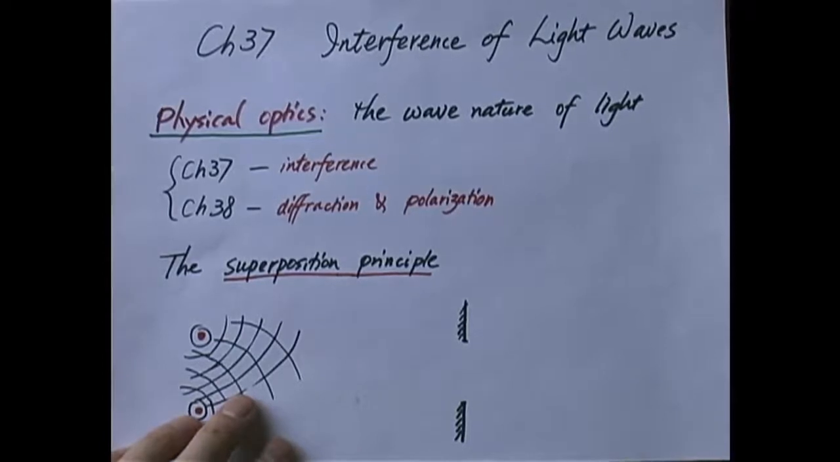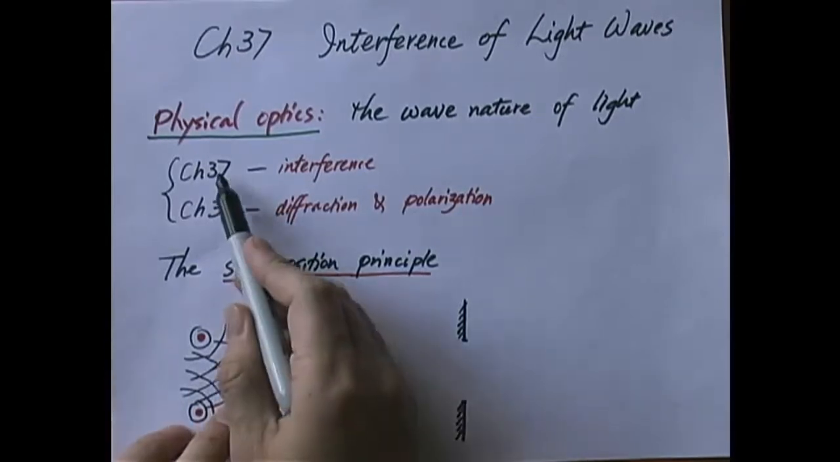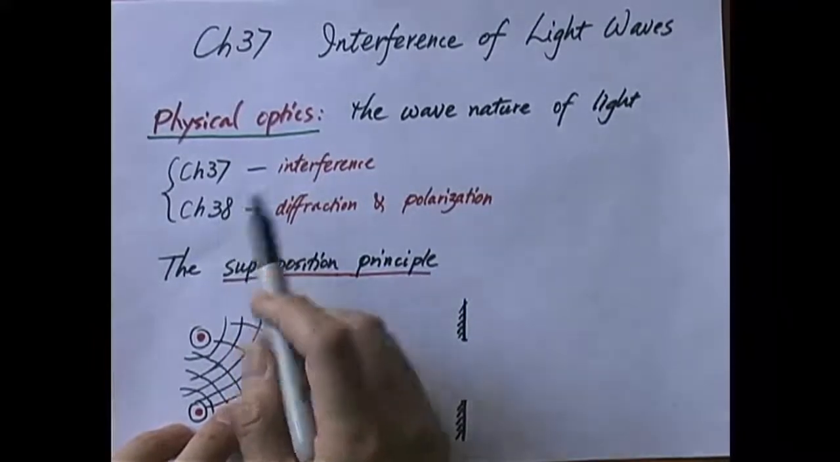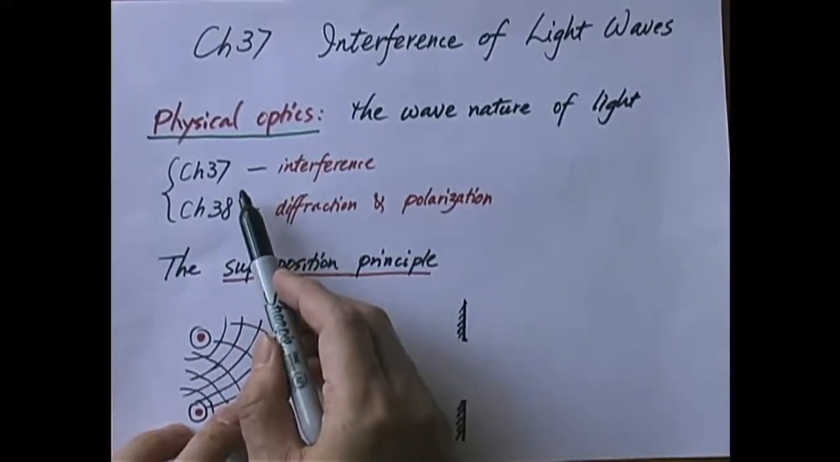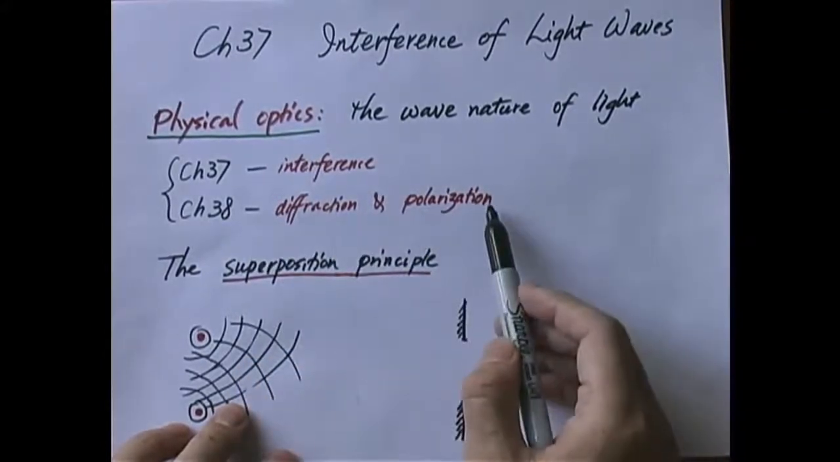Now, in the next two chapters, which are, by the way, the last two chapters of Physics 1C, chapters 37 and 38, we're going to focus on physical optics. In particular, in chapter 37, we're going to study what's called interference, and in chapter 38, we're going to study what's called diffraction and polarization.